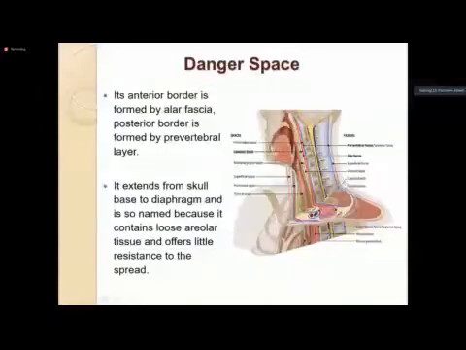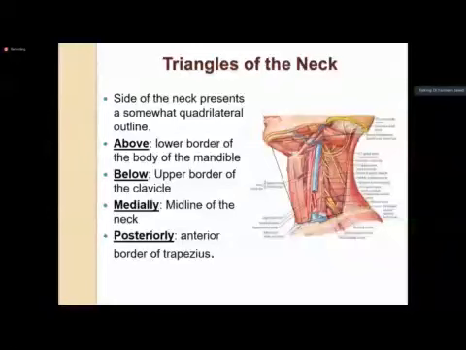Now coming to the triangles of the neck. We have the side of the neck, bounded above by the lower border of the body of the mandible. Below is the upper border of the clavicle. Posteriorly we have the anterior border of the trapezius muscle, and anteriorly we have the midline of the neck. So this quadrilateral space is formed, which is further divided into triangles.